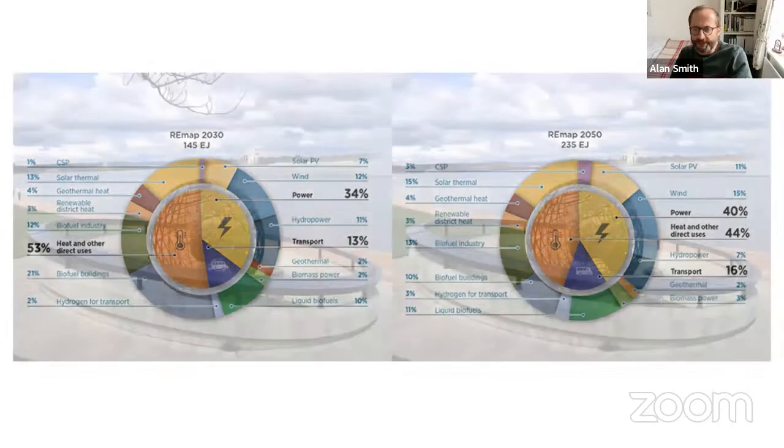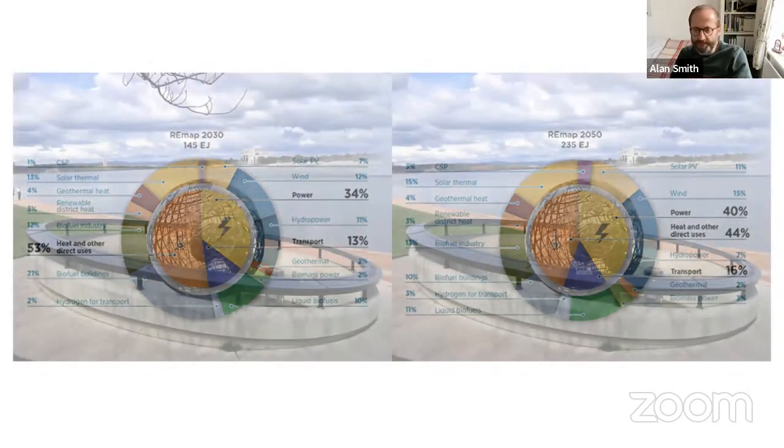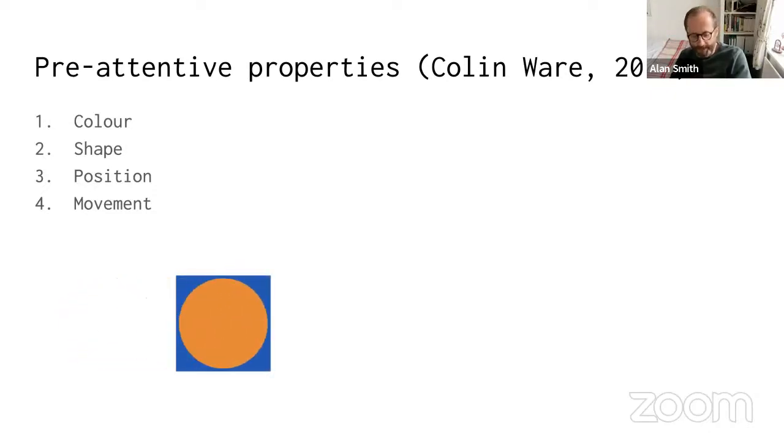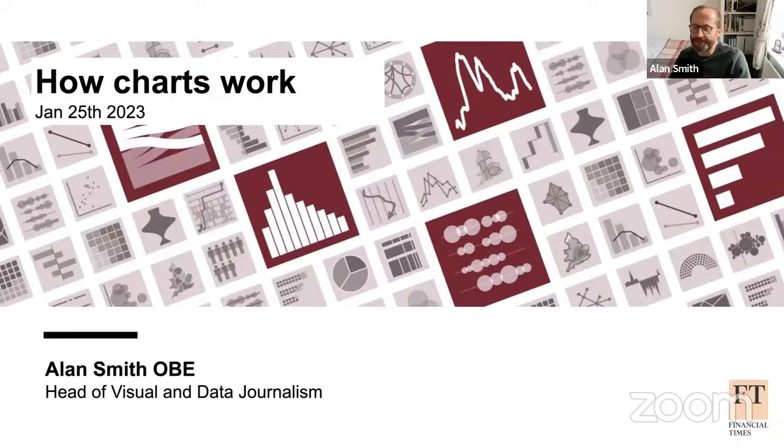And so one of the general tips that I would make early on here is, when you're presenting information, bear in mind these pre-attentive properties, because these are things that people will notice. If you make something a different color on a chart, people will notice it. If you make something a different shape, or if you make something move, these are things that people will notice. So that's by way of a visual warm-up, a welcome to the session on how charts work.